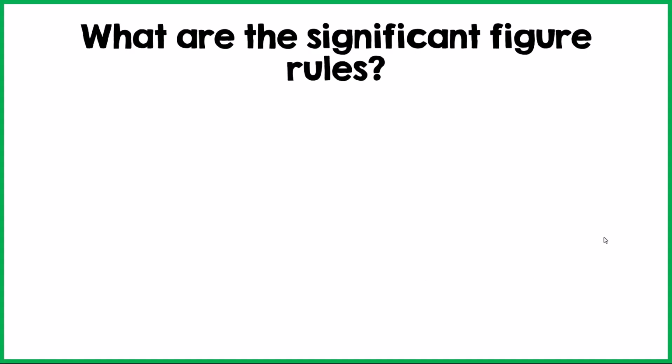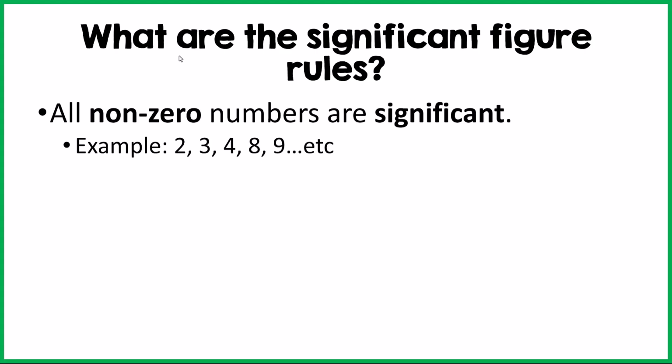And what are the significant figure rules? There are a lot of rules that go along with significant figures and determining how to use these in measurements and calculations throughout our chemistry course. Our first rule is that all non-zero numbers are significant. So none of these are going to be uncertain. These are all going to be significant figures or significant digits that we are going to pay attention to and keep throughout our calculations if possible.